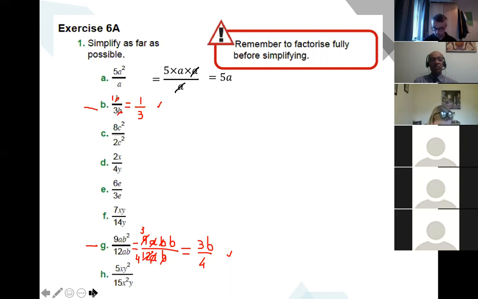Easy enough. The next one, I've got 8c squared divided by 2c squared. So c times c and c times c, just to break it down, but we didn't really need it.